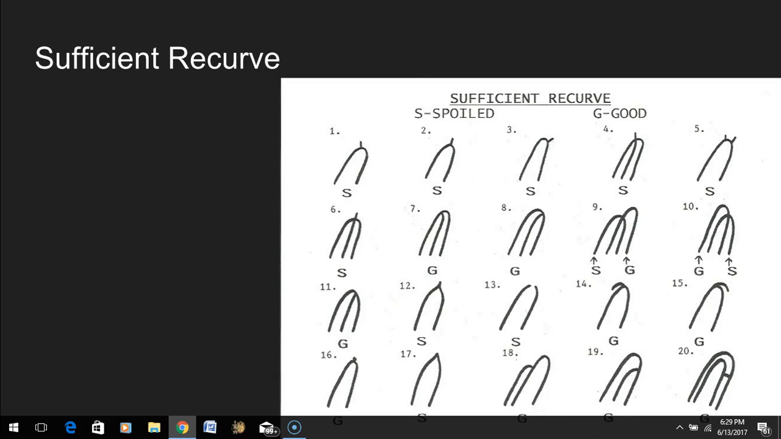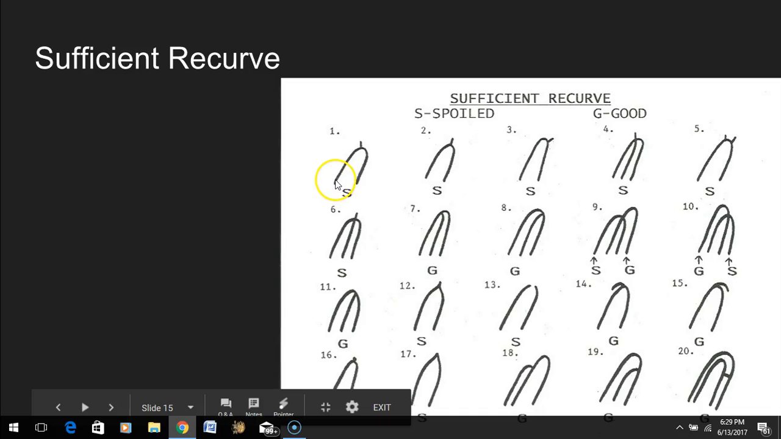Alright, so let's practice a little bit on figuring out whether the recurves we find are good or spoiled. Because you're going to do an exercise in our Canvas course on looking at some different recurves and determining whether they're spoiled or good. So here are some examples of spoiled and good recurves. So for example, let's look at number 1. By the way, it's labeled as spoiled, so the S you see here means it's spoiled. When you see a G, that means we have a good recurve.